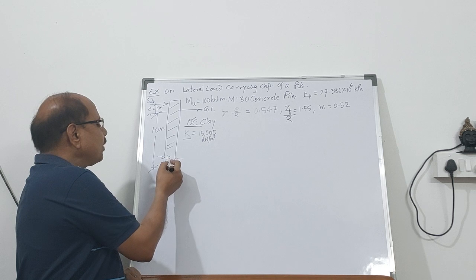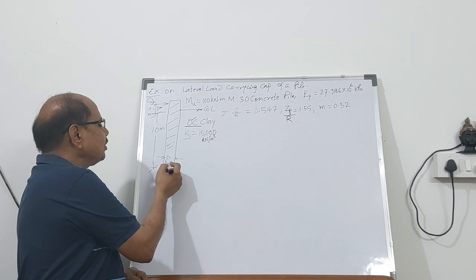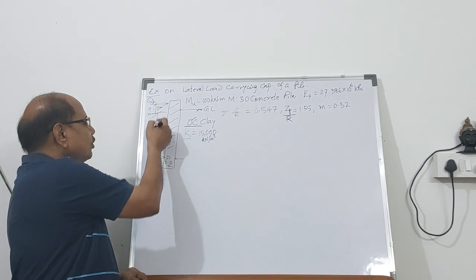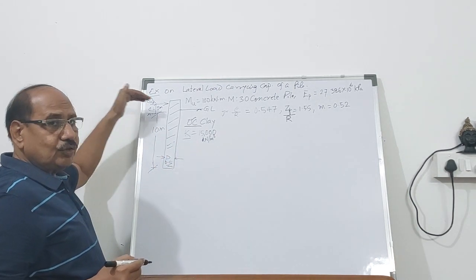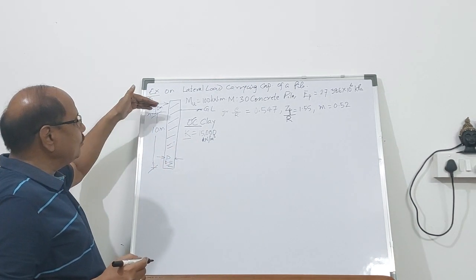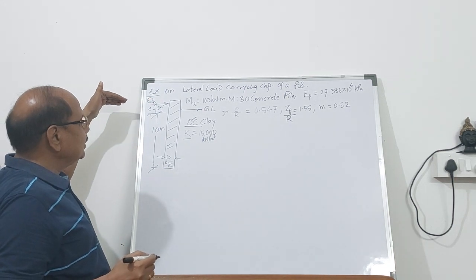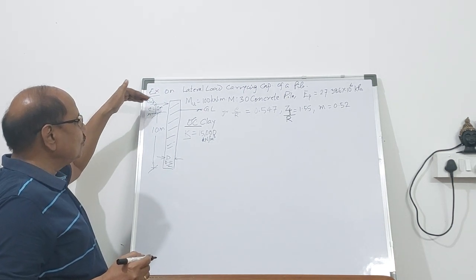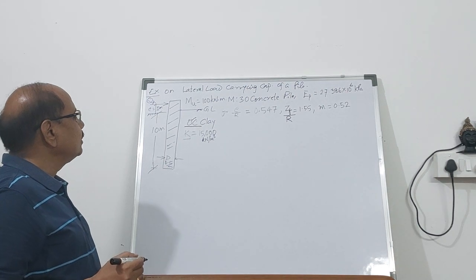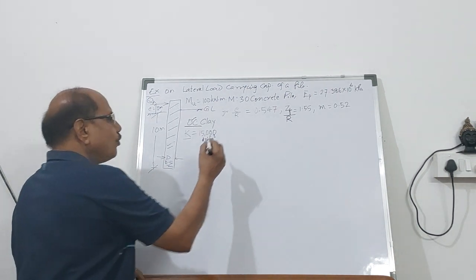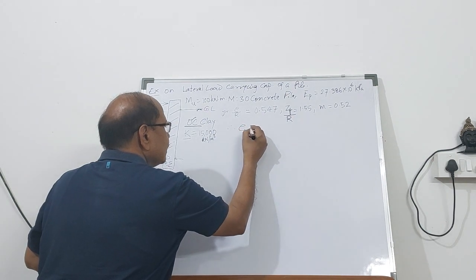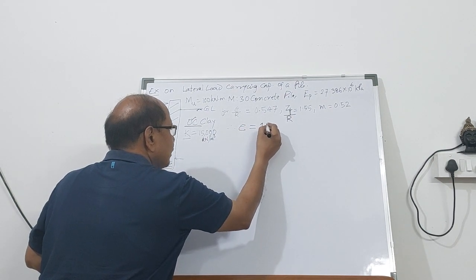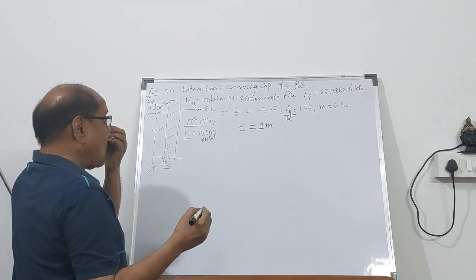The diameter of the pipe, or the lateral dimension of the pipe, is 0.5 meter and the length of the pipe is 10 meter. The horizontal force, or the lateral force, is acting at a distance of 1 meter from the ground level. Therefore, e equal to 1 meter in this case.